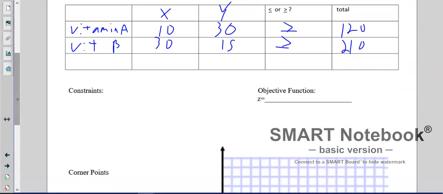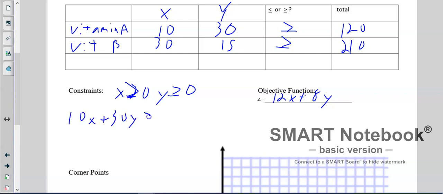So our objective function, once again, was from the cost per pounds. That was 12x plus 8y. Sorry, 8y, not 18, 8. My constraints always start off with this, which basically puts in the first quadrant like we see below. And then we just read across. 10x plus 30y greater than or equal to 120. 30x plus 15y greater than or equal to 210.